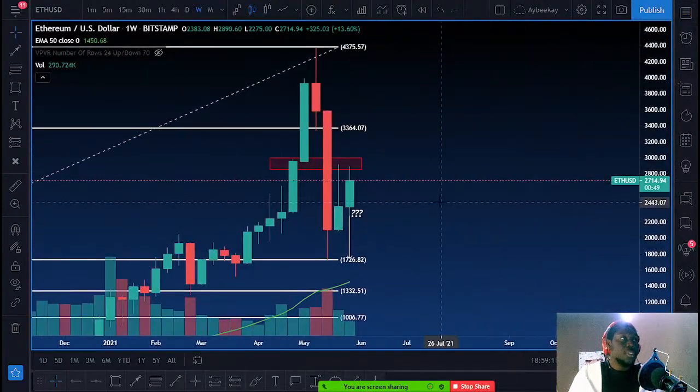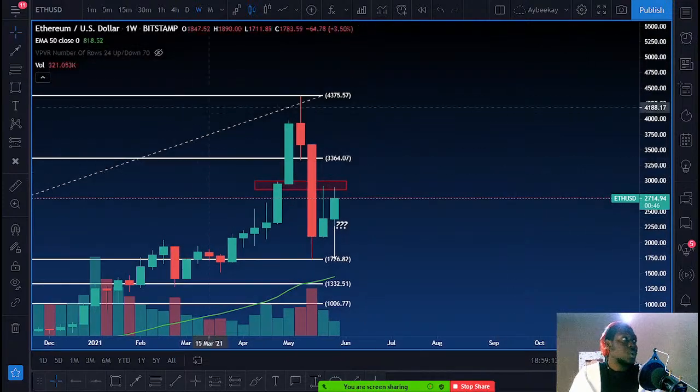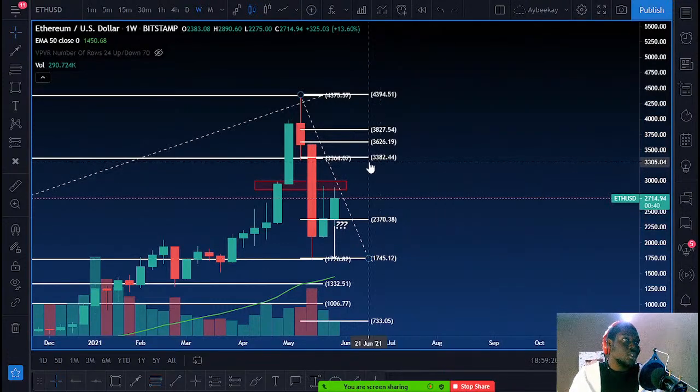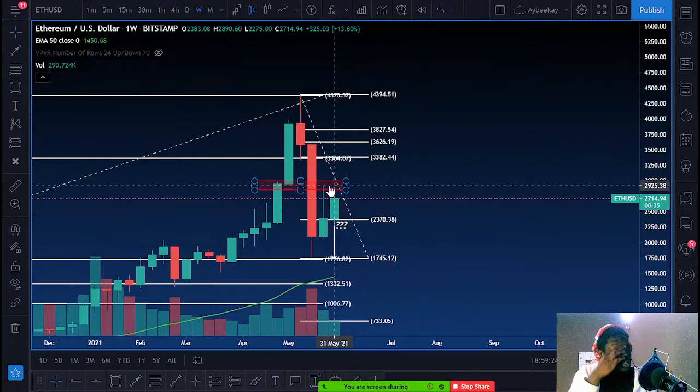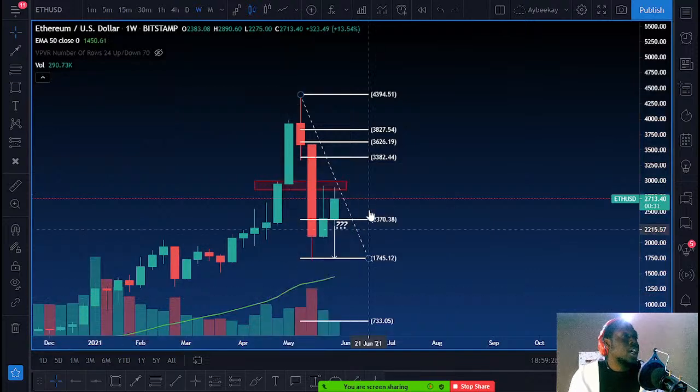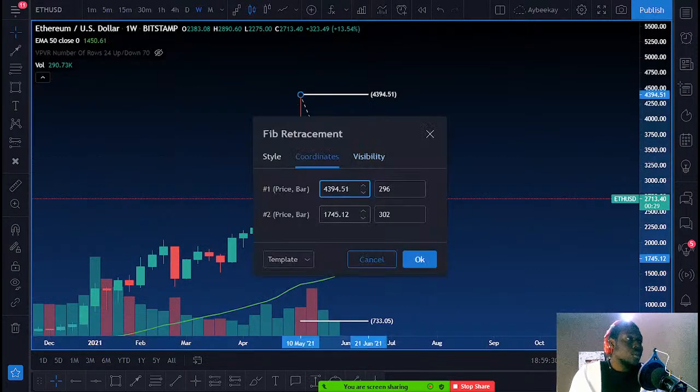So let's see what happens. Realistically speaking, from this high to this low, price still has a long way to go. It's kind of like at the 50, the 50%. Let me see, actually. Now let's see. Hide that.